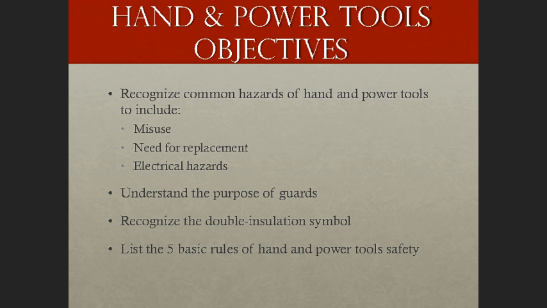So let's first discuss the objectives of this Hand and Power Tools course. I want you to be able to recognize hazards of hand and power tools, including misuse of the tools, need for replacement, and common electrical hazards. I really want to stress the importance of guards, and so I want you to understand the purpose of guards and why guards are utilized. I want you to recognize the double insulation symbol with respect to electrical safety and power tools. And more to the point, I really want you to be able to list the 5 basic rules of hand and power tools safety.